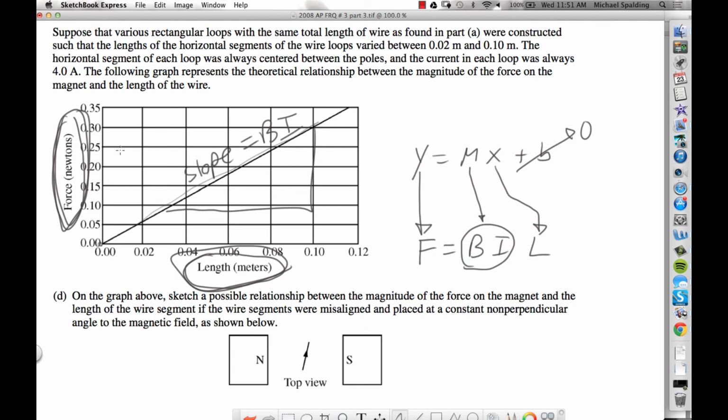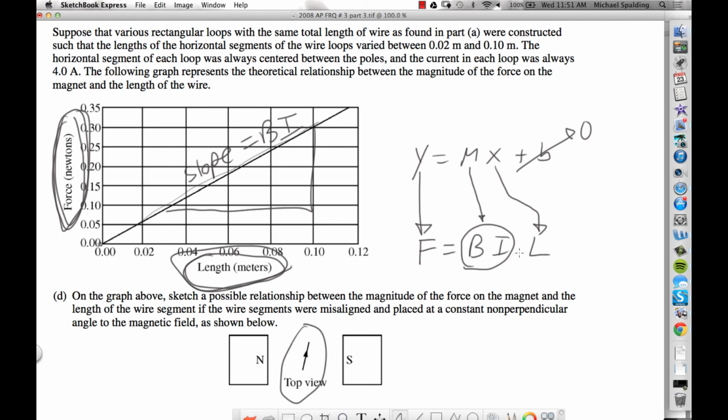Okay, now, so that's the setup. All they did, force, length. No big surprise, guys. This gives a straight line. Now, what they say is this. On the graph above, sketch a possible relationship between the magnitude of the force on the magnet and the length of the wire segment if the wire segments were misaligned. So like if the loop is kind of like at an angle.